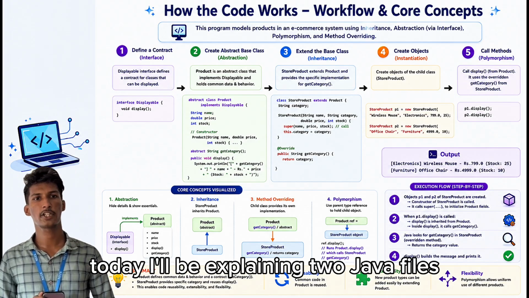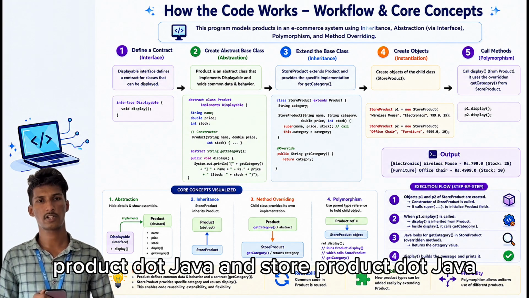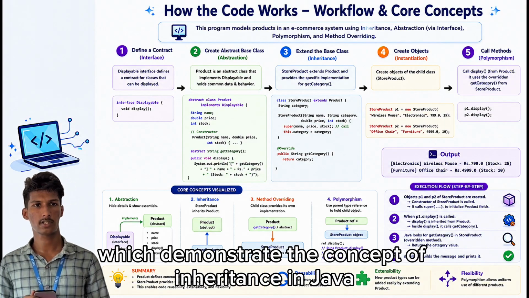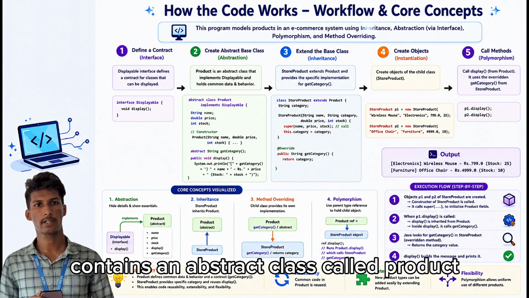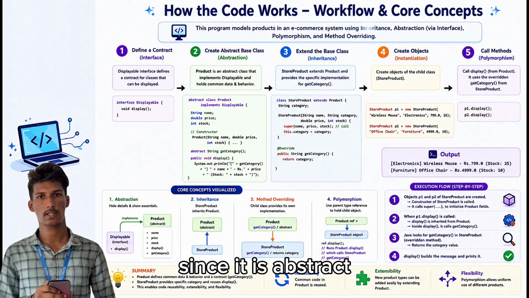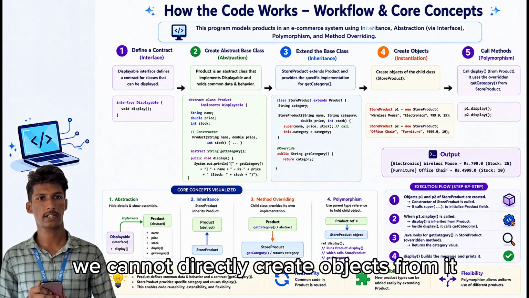Today I'll be explaining 2 Java files, Product.java and StoreProduct.java, which demonstrate the concept of inheritance in Java. First, the Product.java file contains an abstract class called Product. Since it is abstract, we cannot directly create objects from it.